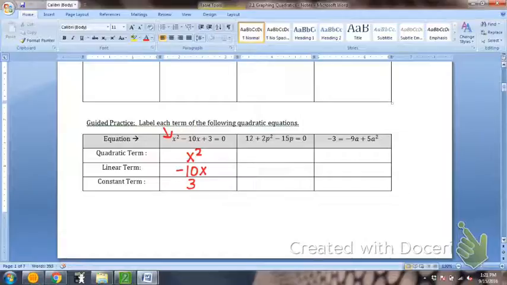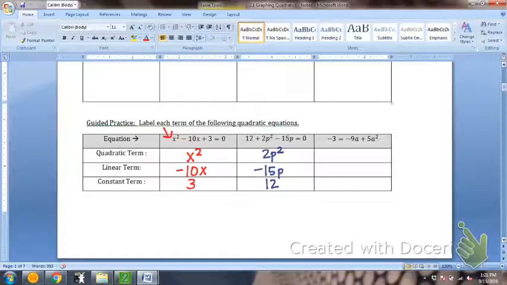Okay, the second example is a little bit mixed up, but we can still handle it. Kaylin, what's the quadratic term? 2p squared. It's the x squared value. Good. Cynthia, what is the linear term? Negative 15p. Austin, which one is the constant? 12. Right, constant doesn't have any variables with it.